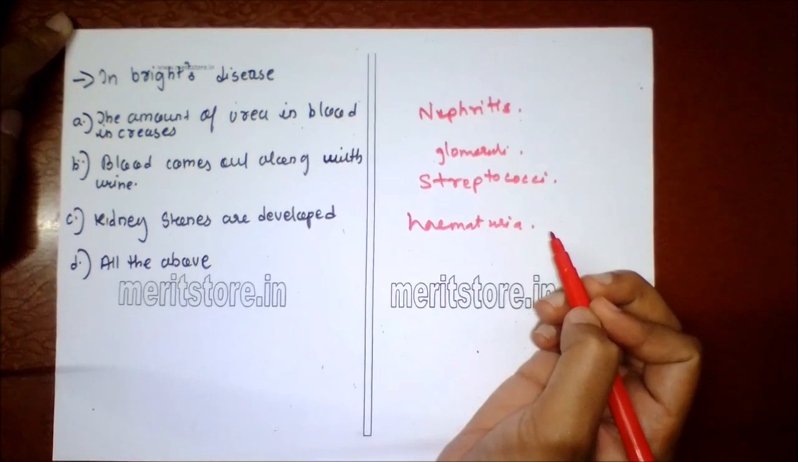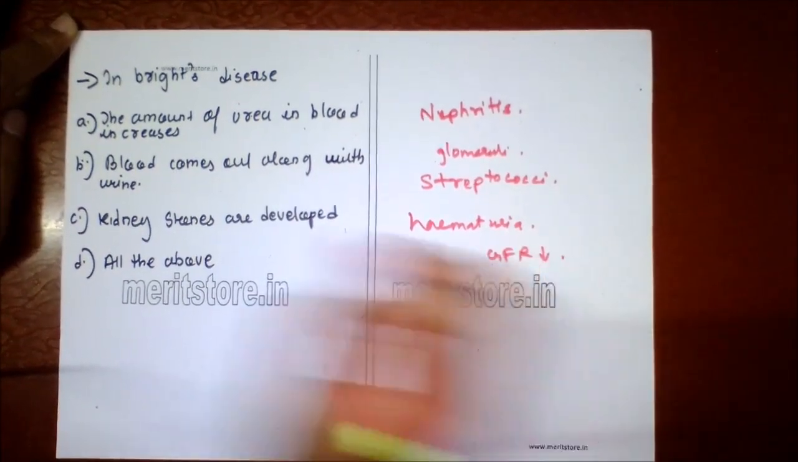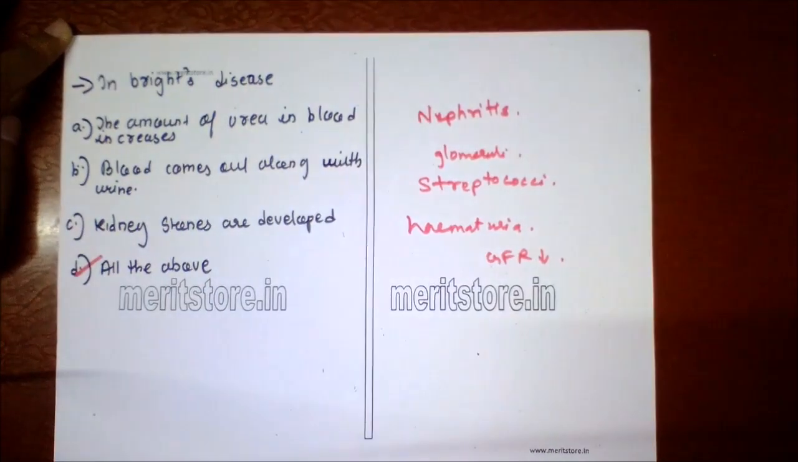Ultrafiltration rate is also reduced. So option D is the correct answer.